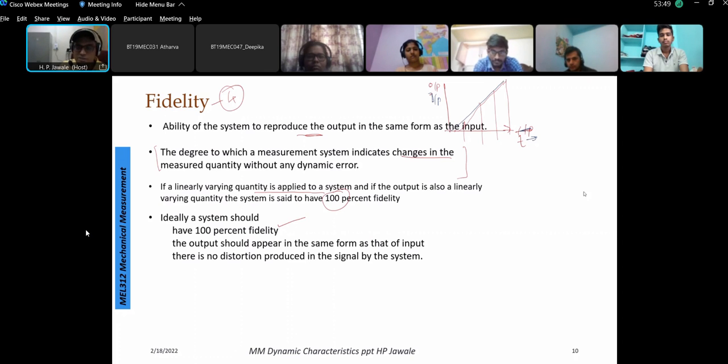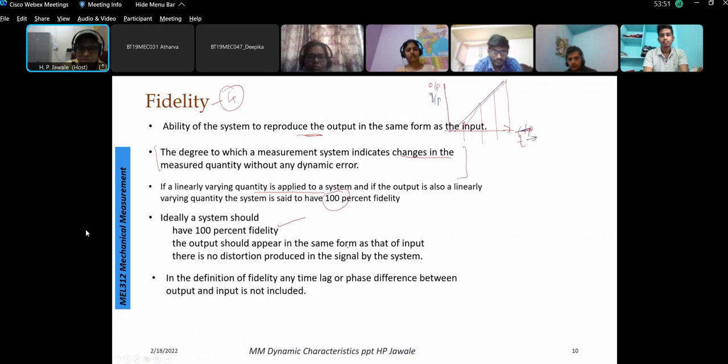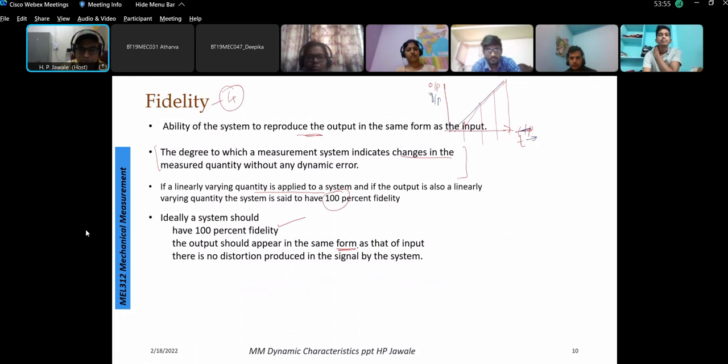It's very ideal. Also, the output should appear in the same form. It's very important. Now, this is another aspect of the dynamic characteristics. The form should not change. Suppose now the output is shown with red color. It is showing some deviation in the output. It is not the same form. What is the form here? Linear form is given for input, but the output is not linear.